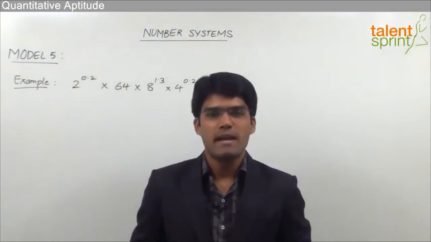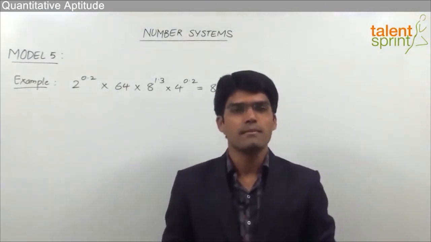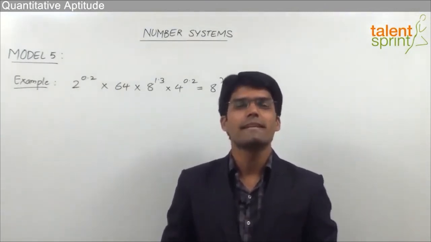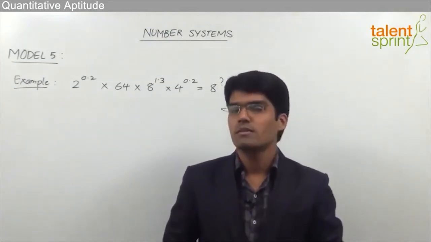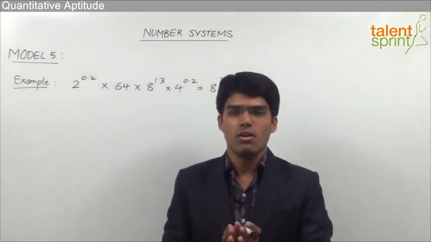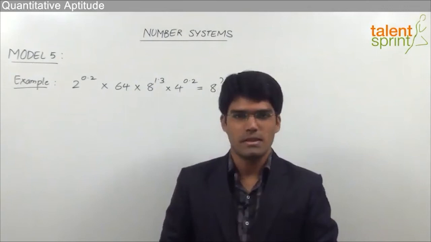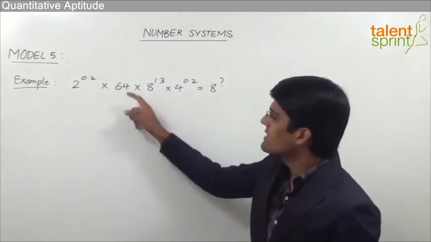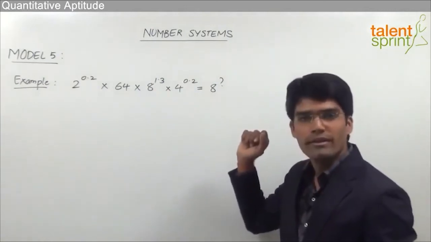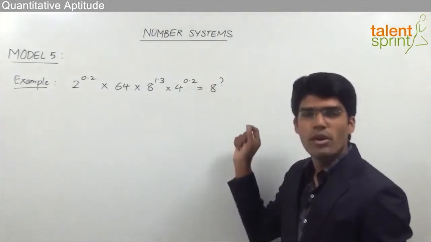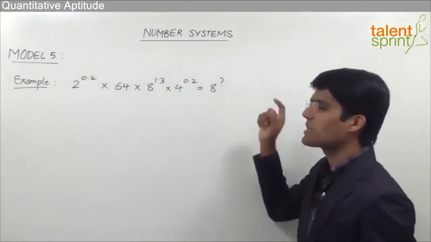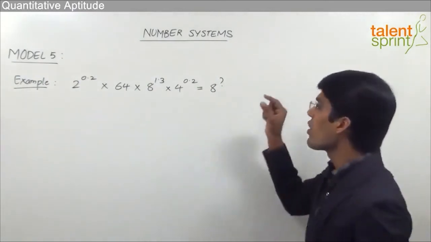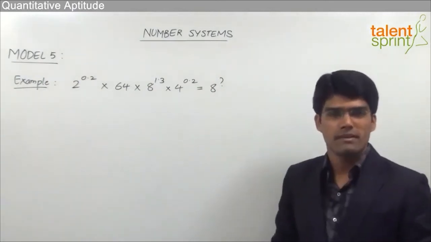Let us now take an example from model 5 of number systems, where we are going to solve a question related to exponents. To solve this question, we need to use the various laws or rules that we have learned just now. The question here is 2 power 0.2 into 64 into 8 power 1.3 into 4 power 0.2 is equal to 8 power question mark.